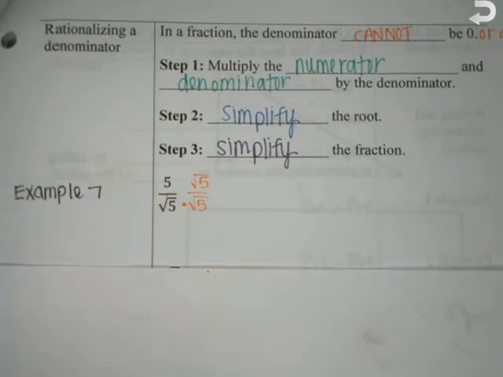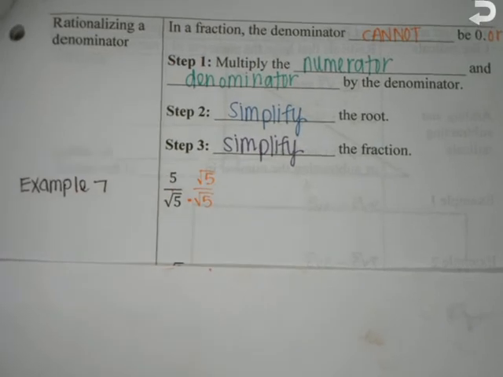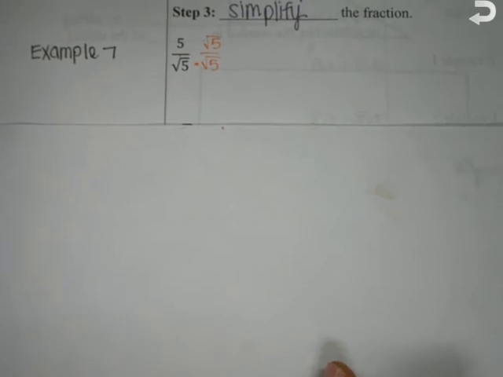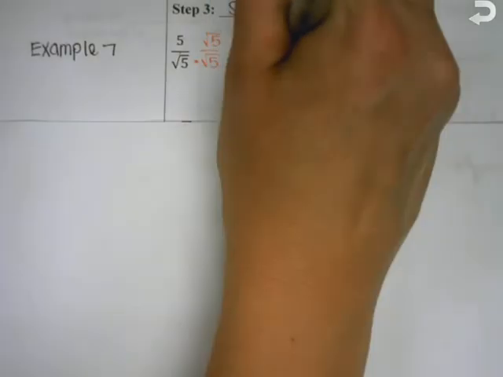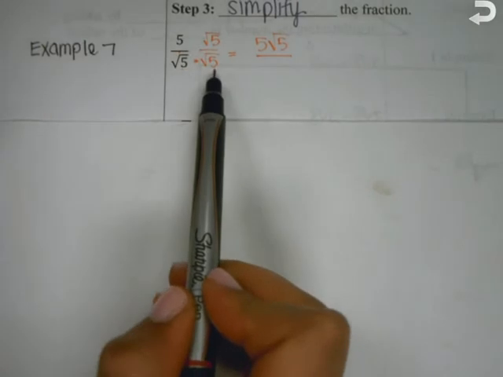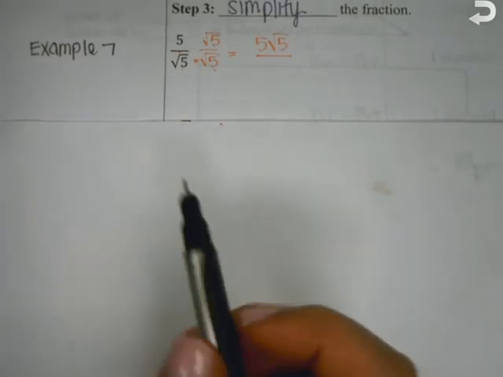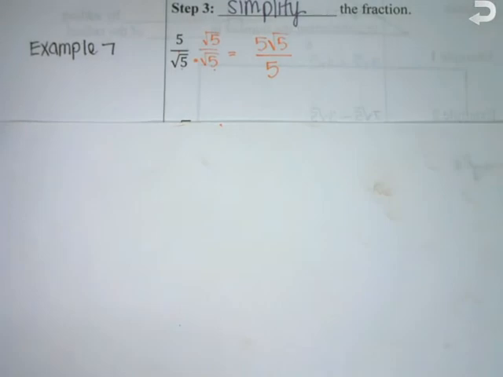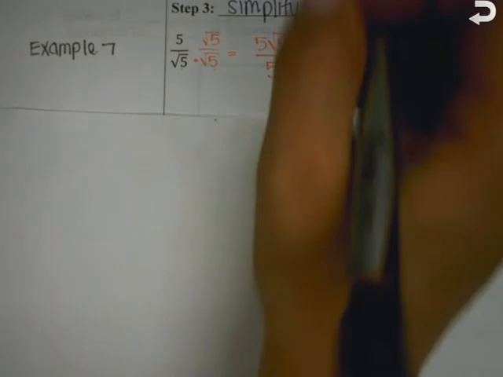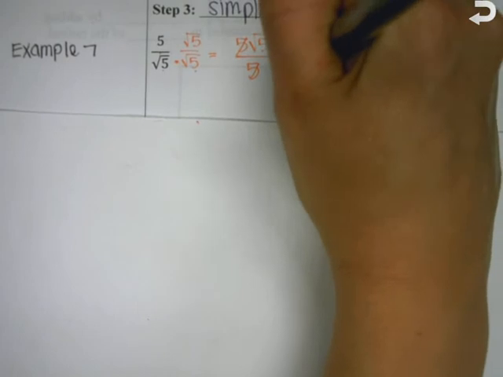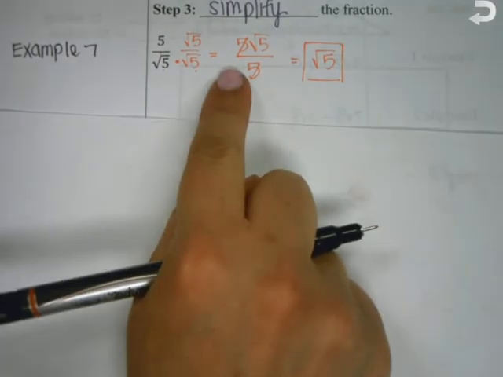Okay, does anybody see what's going to happen when I do this? They're going to cancel, right? So what is 5 times square root 5? 5 square root 5 over, and we did this yesterday, square root of 5 times square root of 5 is, they cancel each other out, so it's just 5. So we got rid of it. Can I simplify? Yes. 5 and 5 cancel, right? So what's my answer? Square root 5. It's not always going to work out where those cancel. It just so happened in this problem. But you do need to simplify.